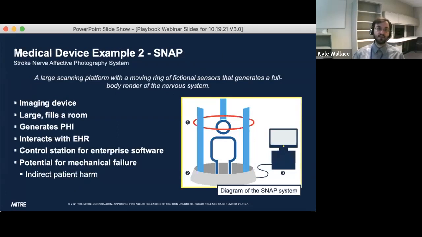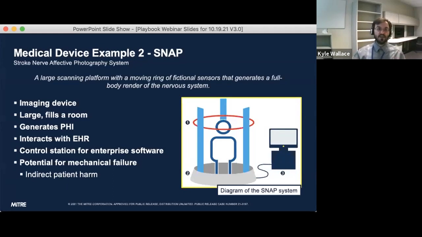So the first medical device, and again, these are fictional medical devices where if you squint hard enough, they look like something you might actually see. We call it the Stroke Nerve Effective Photography System, SNAP for short. We embraced a little bit of our sci-fi nerd background here and came up with something that looked a little bit futuristic. You have this platform. It's got this guidance ring that moves up and down, scanning the patient and generating a full body render of the patient's nervous system. Now, obviously, we don't have sensors that can necessarily do that. Well, we might. Technology is usually surprising.